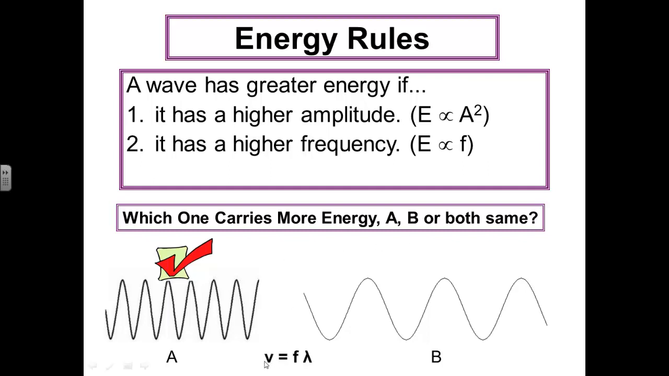Notice that this equation V is equal to f lambda. If the velocity is constant, if it has a long wavelength, it's going to have a very small frequency. If it has a very short wavelength, it's going to have a high frequency.